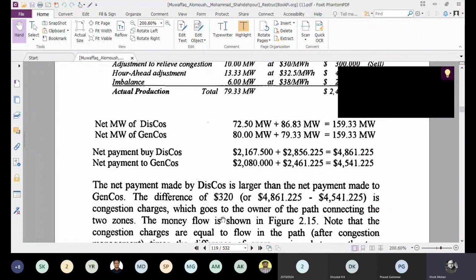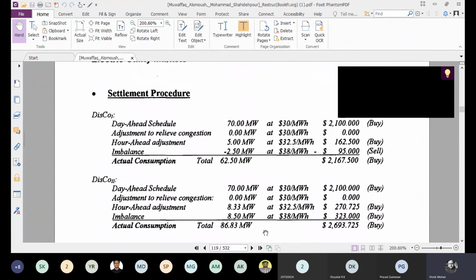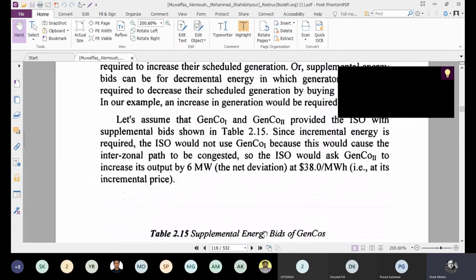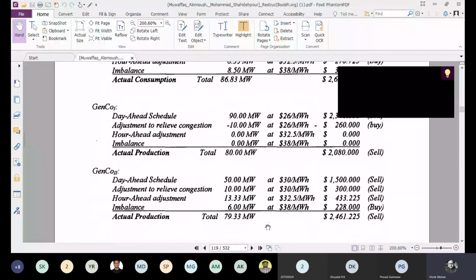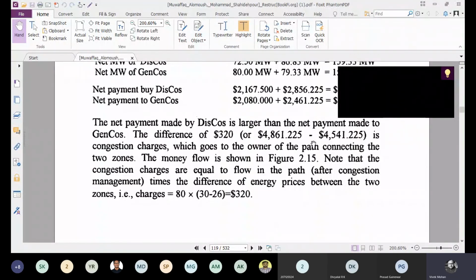So this is a congestion charge. The congestion charge should go to the owner of the path or the owner of the infrastructure. Who owns the infrastructure? In different market frameworks, the owner of the path is different. If the ISO, the independent system operator, is the owner, then this difference amount will go to the ISO. Okay, so that is what is happening here.